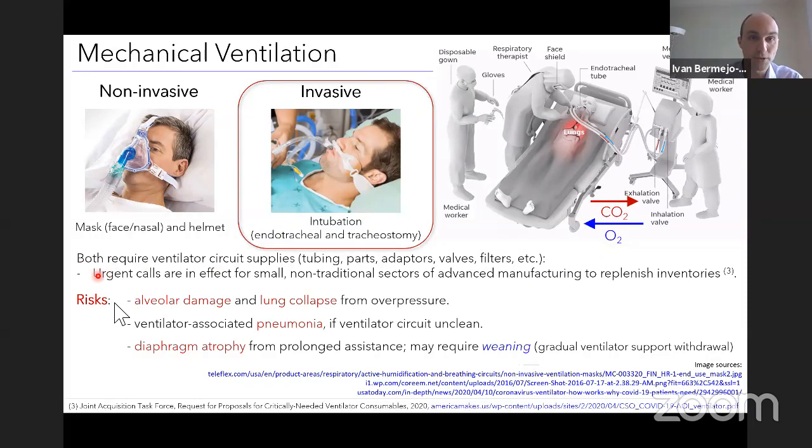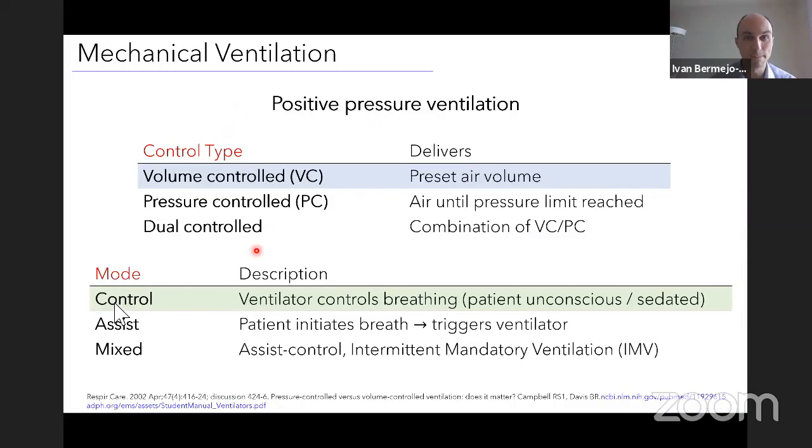And then I want to mention also that both of these non-invasive and invasive approaches to ventilation require circuit supplies. And there are urgent calls in effect now for non-traditional sectors of manufacturing to replenish the inventories of circuit supplies. So that's another topic for possible help to the community, from universities and small businesses.